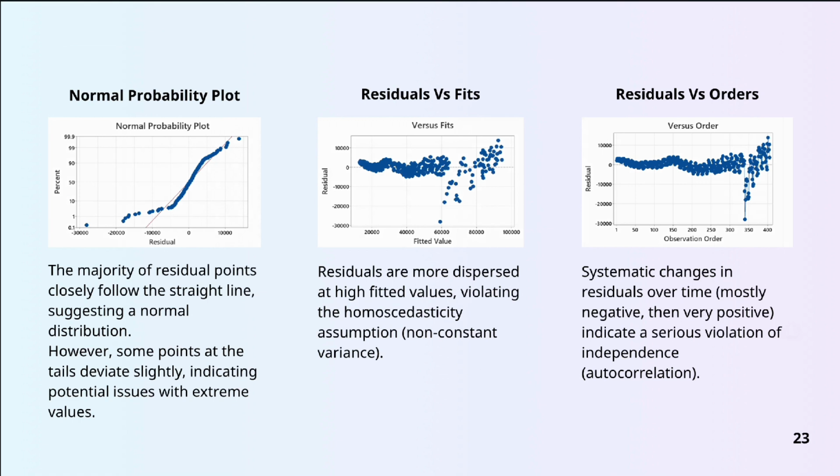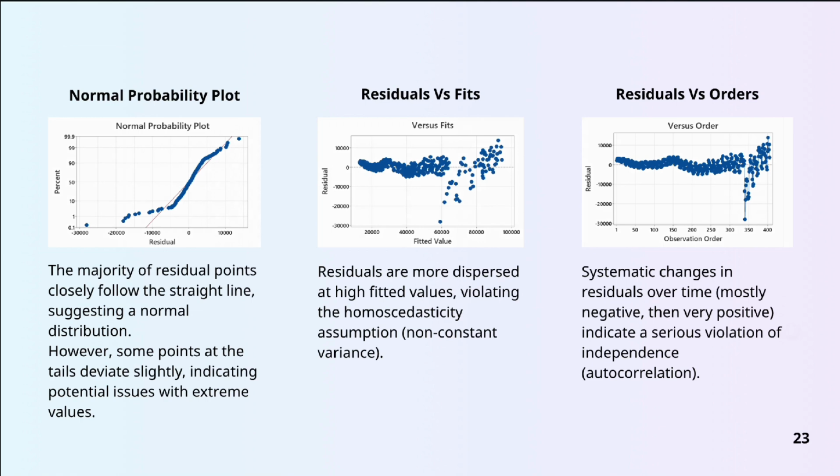Residuals versus fits: the data points appear centered around the zero line. There is an increase in variance as the fitted values increase. This suggests heteroscedasticity. Residuals versus order: the data points are randomly scattered around the zero line and no systematic pattern is clearly visible based on the observation order. This suggests no clear evidence of autocorrelation in the residuals relative to the data collection.